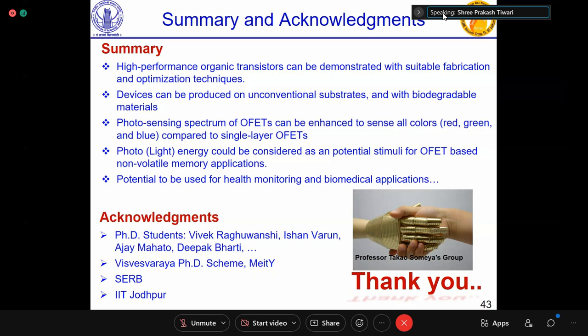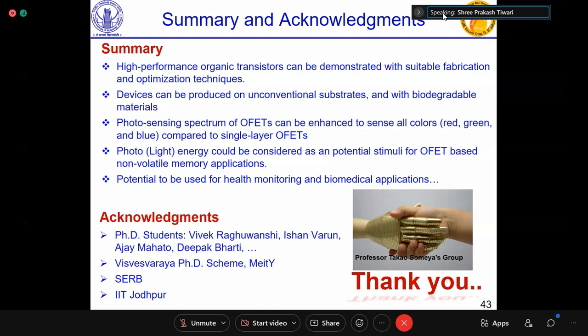And obviously, for this kind of electronics, you need to have new materials, new semiconductors, and also more applications based on those materials. So if I want to summarize, high-performance organic transistors can be demonstrated with suitable fabrication and optimization techniques. Then devices can be produced on unconventional substrates, which are various biodegradable materials and biodegradable substrates, also including conventional plastics that we had shown.